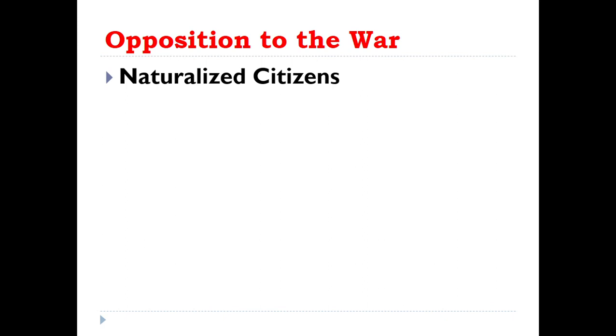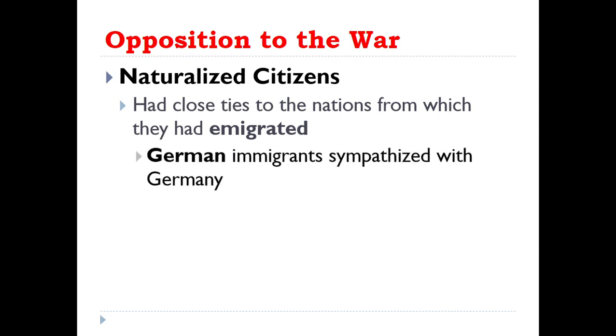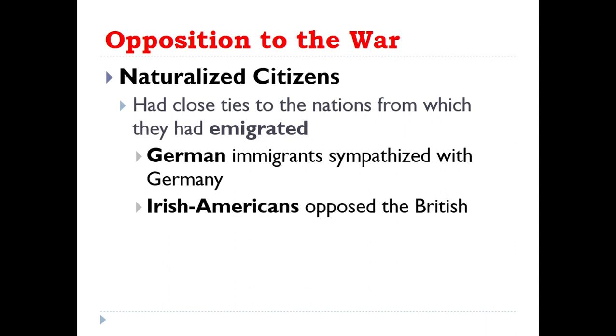Several other groups, like naturalized citizens, why are they against the war? Well, naturalized citizens are people that were born in a different country and became citizens of the United States. Many of those people are going to have ties or connections to the countries where they came from. Now think about it, if you were German, you wouldn't want the United States to go to war with Germany. Irish people, because they had suffered from treatment by the British, really were hateful toward the British and didn't want the US to get involved and help the British win.